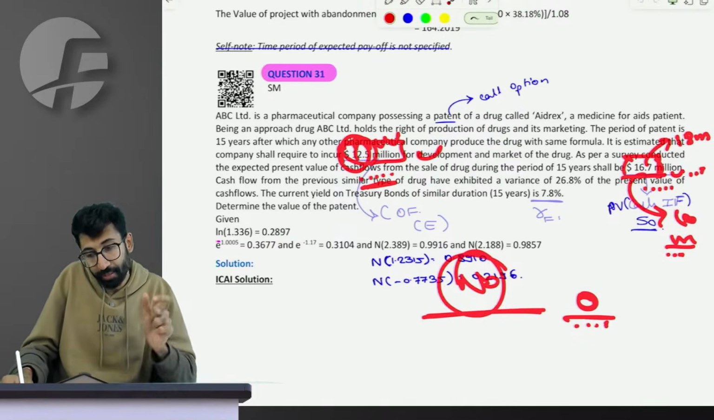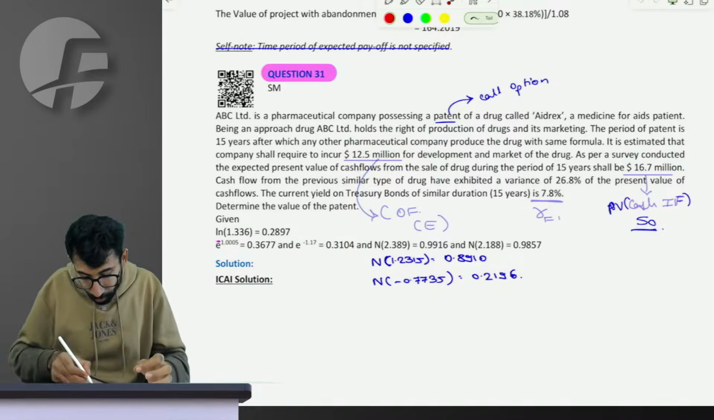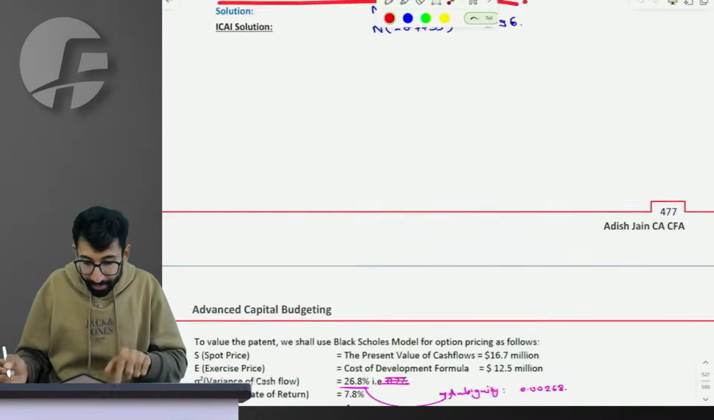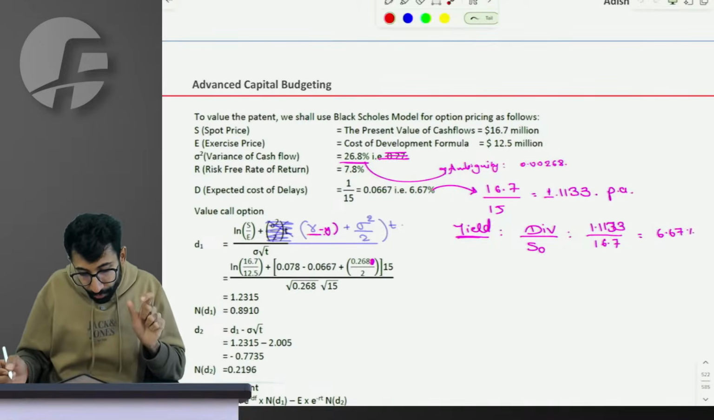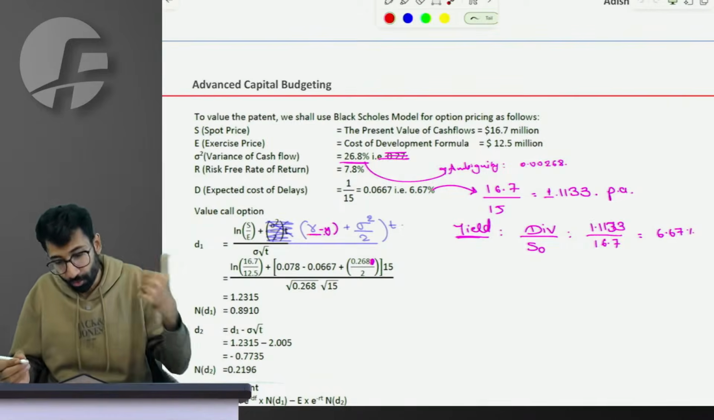because this is an expected value. Right? What do we have to do? We have to apply the Black-Scholes model, which has some points of additional learning as compared to the Black-Scholes and derivative.